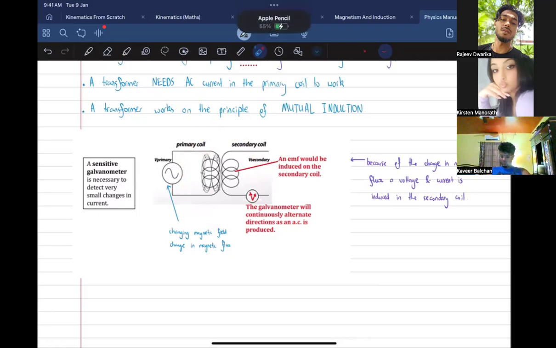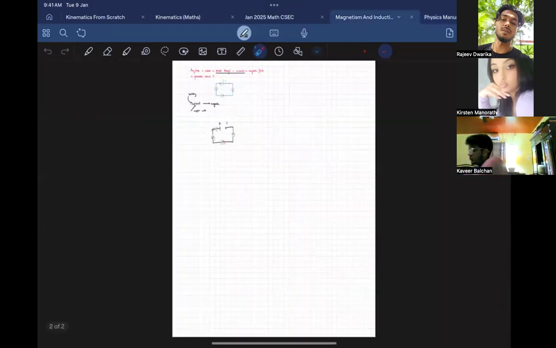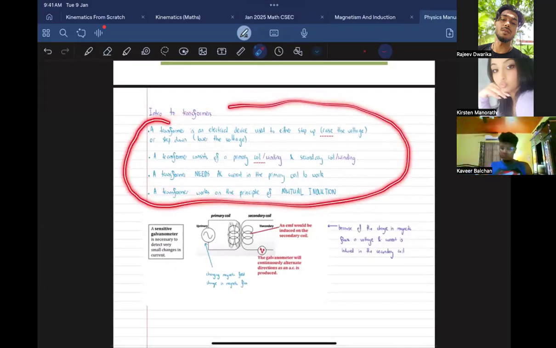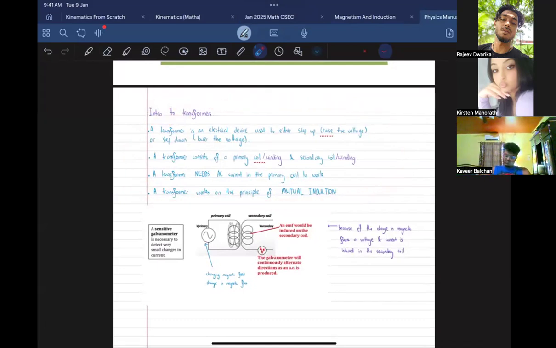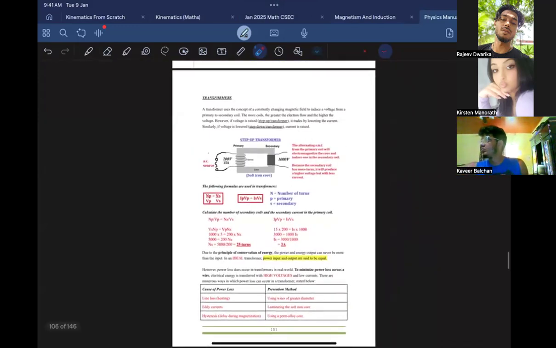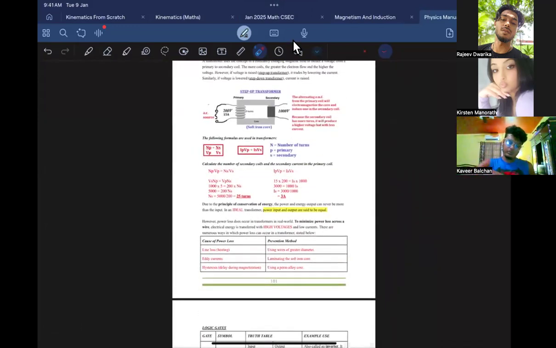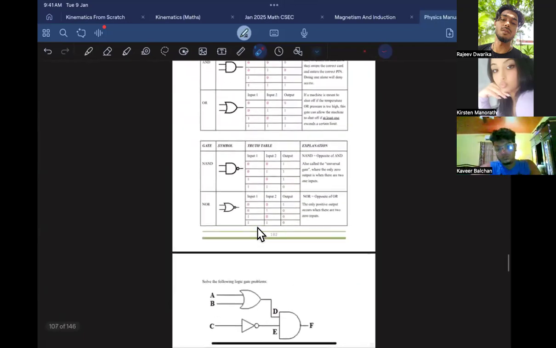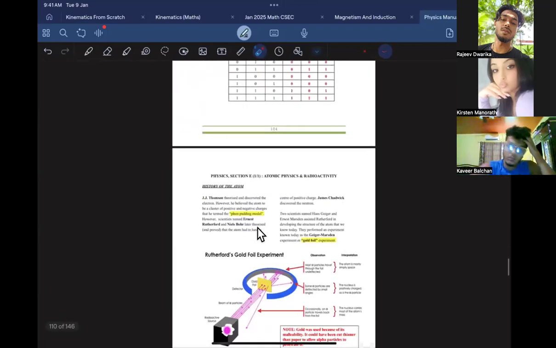And did you copy down this? I'll be sending notes, but that's it for class today. Thank you all for coming to class. Next session, we're going to be doing calculations and past papers, before we move on to logic gates. That was it for our whole topic, more or less. The only two topics we have to do next are logic gates and the atomic part of physics, the radioactive part.